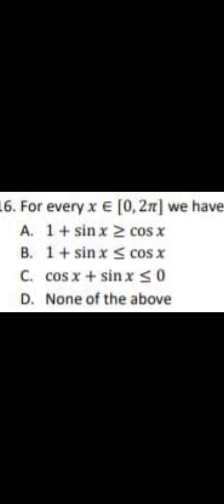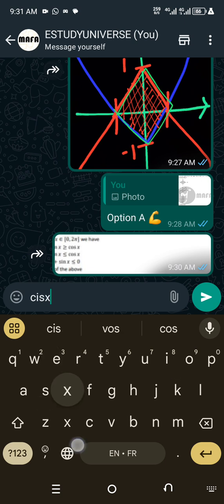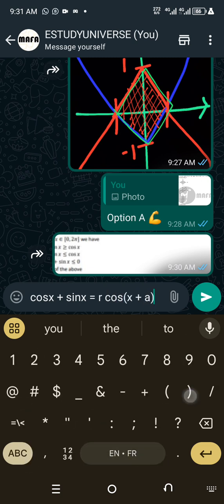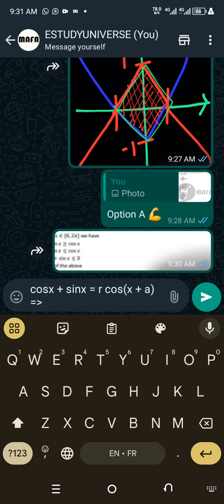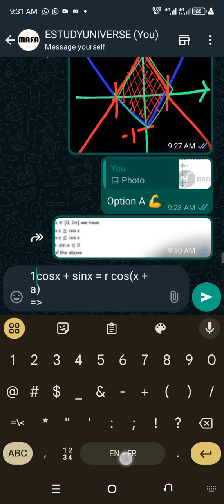So basically, we are going to begin with the third option, which is saying that cos x plus sine x is less than or equal to 0. So we are going to simplify cos x plus sine x. We are going to put it in the form r cos(x plus a). In fact, your r here is just the square root of 1 plus 1, if this is 1 here and this is 1 here.